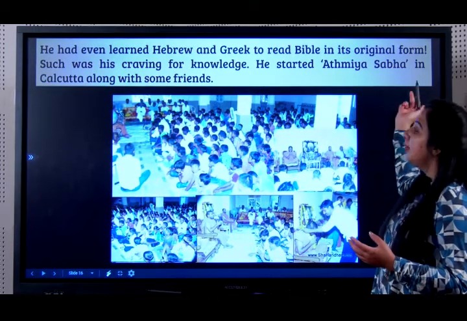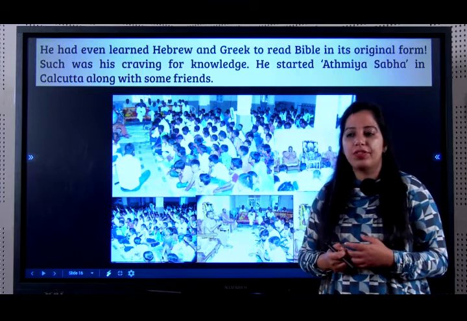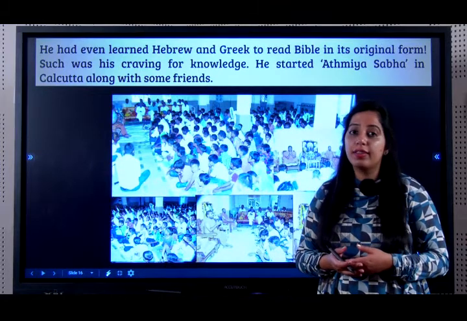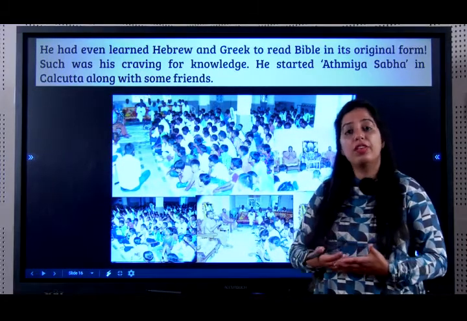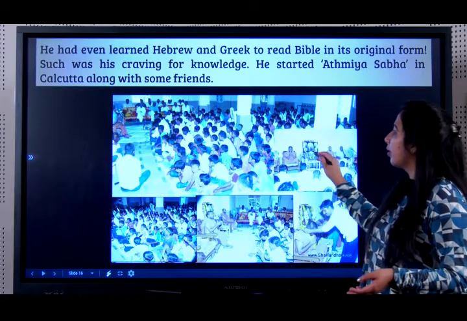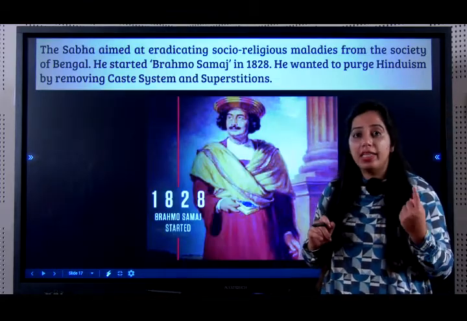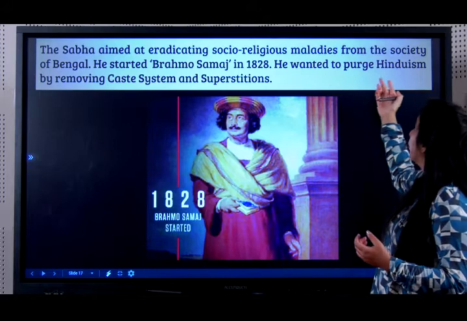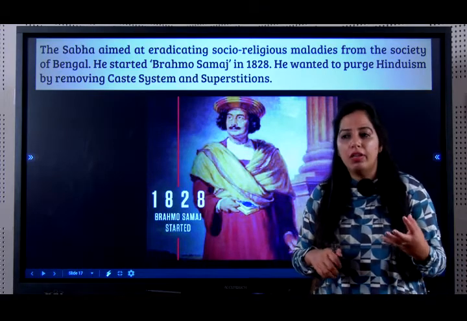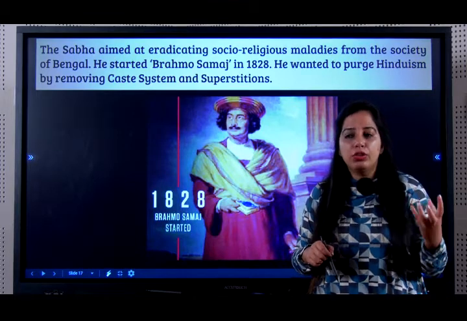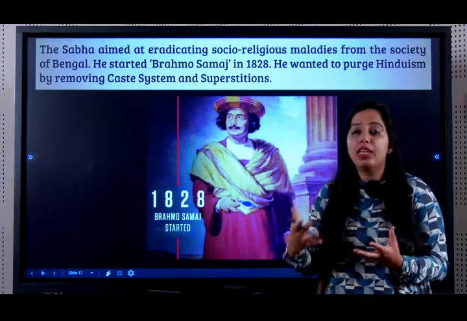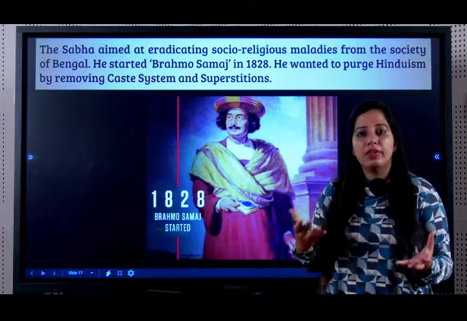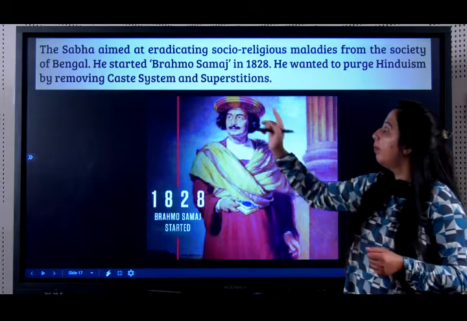So he started Atmiya Sabha in Calcutta along with some of his friends. Atmiya Sabha means a group where he and his friends would come together and talk about different philosophies, different religions, different spiritual values and so on. The Sabha had one aim. What was the aim? To eradicate social and religious maladies from the society of Bengal. So if there was anyone doing any social evil in the name of religion, like for example animal sacrifice, sati, and so on, they wanted to remove it from Bengal.